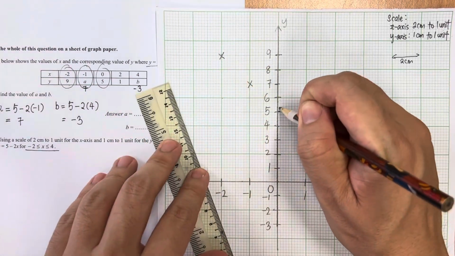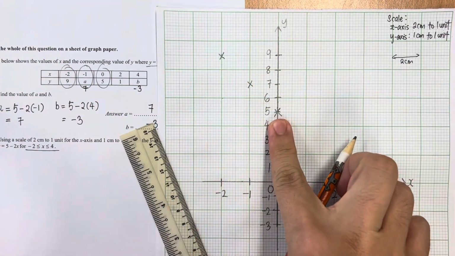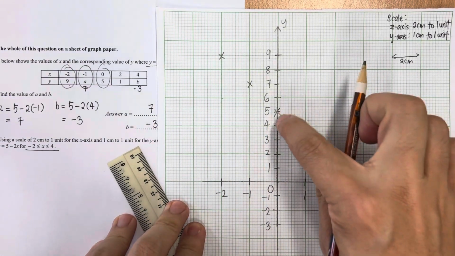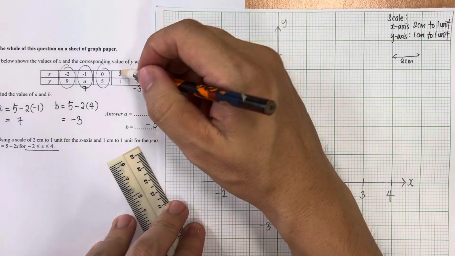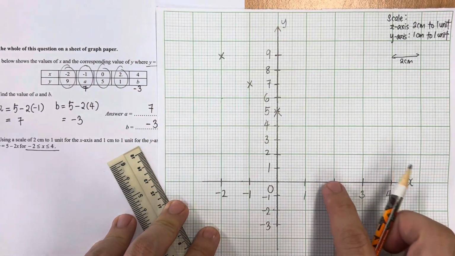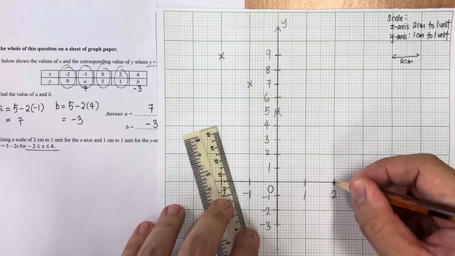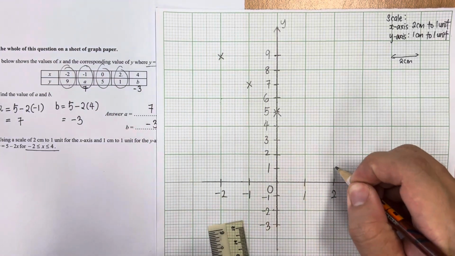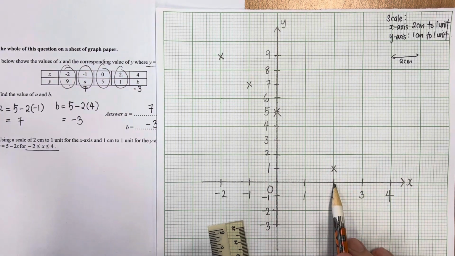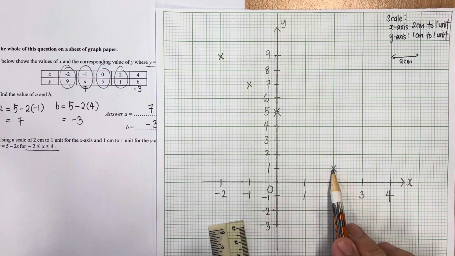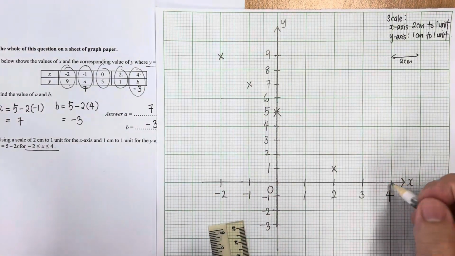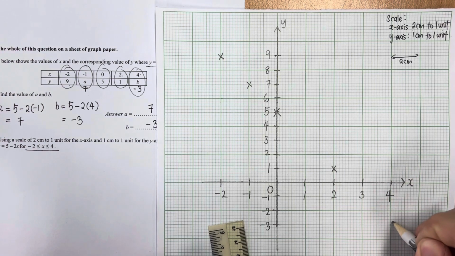It is here on the y-axis. Next point, x is 2 when y is 1. When x is 2, y will be 1, which is here. This point here, x is 2, y is 1. And the last point will be 4 and negative 3.